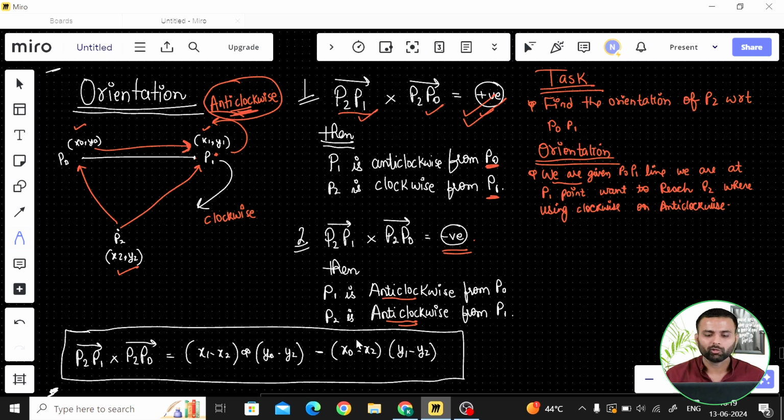So how can we calculate? As I already told you, we just have to take the determinant of that. Here we have x1 x2, here we have the second part, which is y1 y2, and here we have the other parts. We just have to take the multiplication of it. So this is the formula for it. I hope you understand the orientation part.